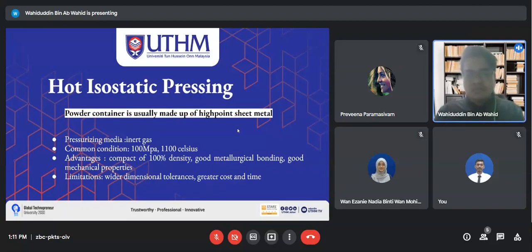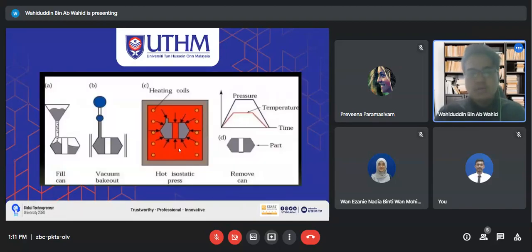high bond sheet metal. The pressuring medium is inert gas. The common condition is 100 megapascal at 1100 degrees Celsius. Its advantages are 100% density, good metallurgical bonding, and good mechanical properties. While its limitations are wider dimensional tolerance, greater cost, and it is time consuming.